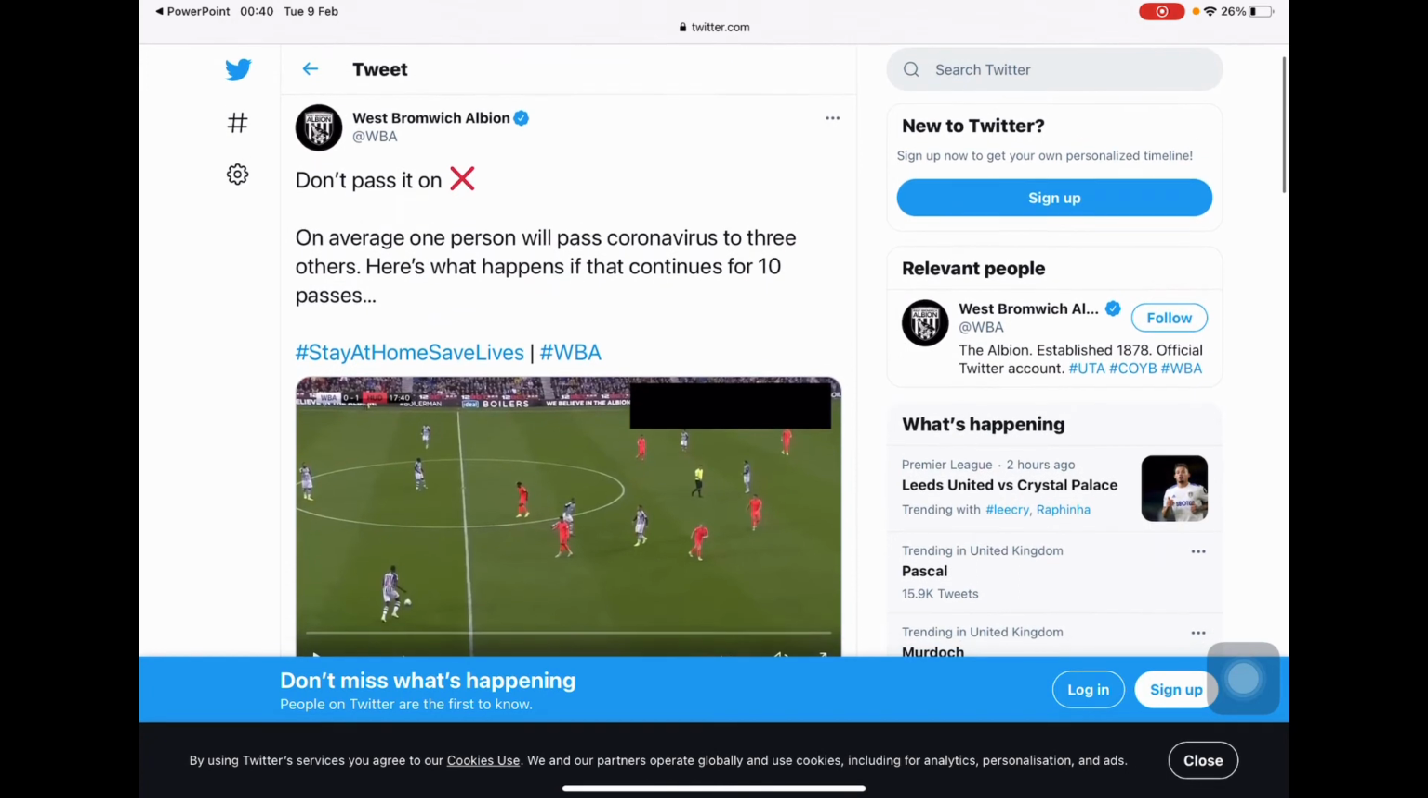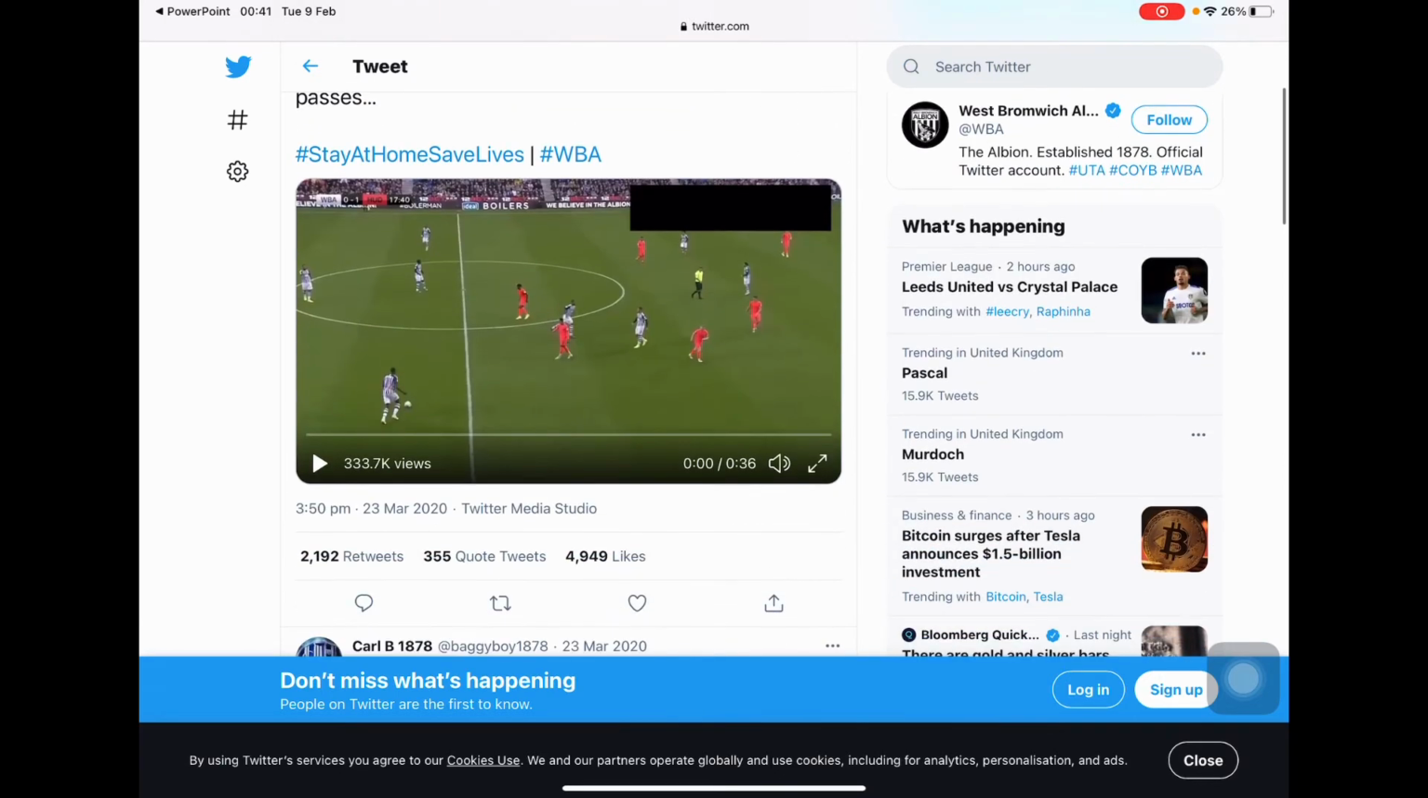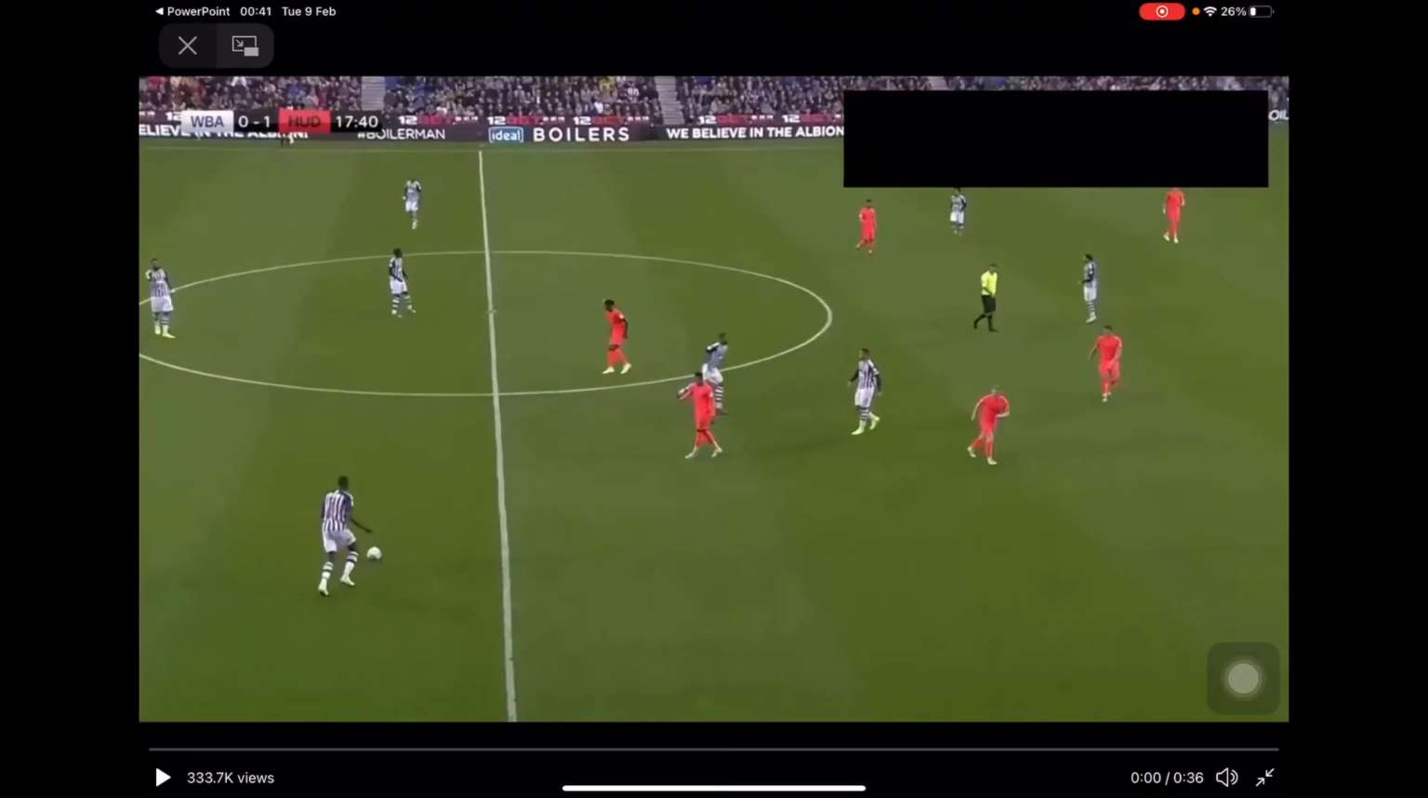So this is a tweet from the West Bromwich Albion Football Club account. It says, "Don't pass it on. On average, one person will pass coronavirus to 3 others. Here's what will happen if that continues for 10 passes. Hashtag stay at home, save lives." So they've done this tweet to highlight the importance of staying at home.